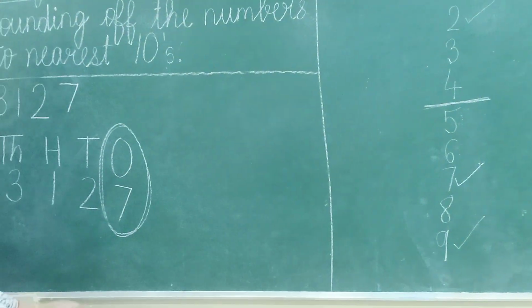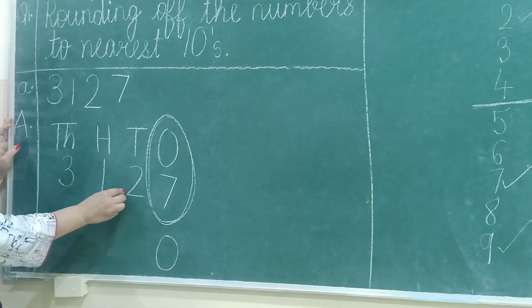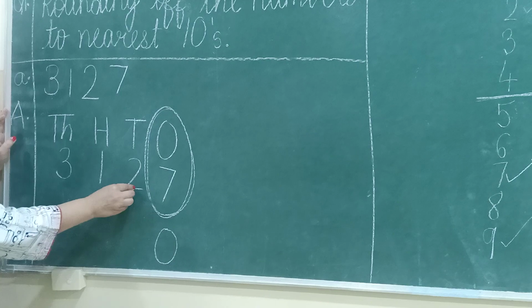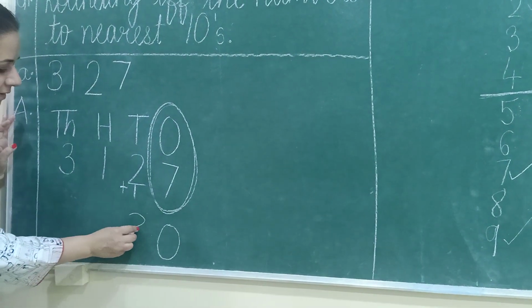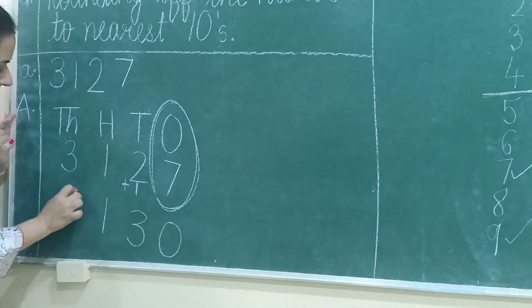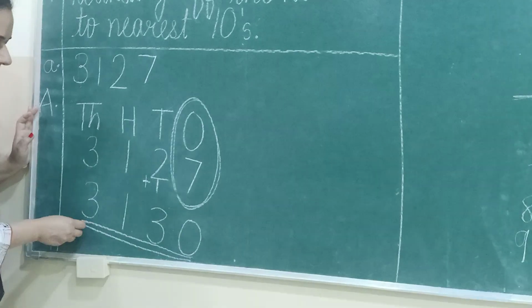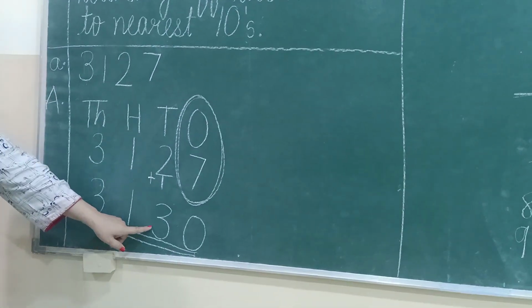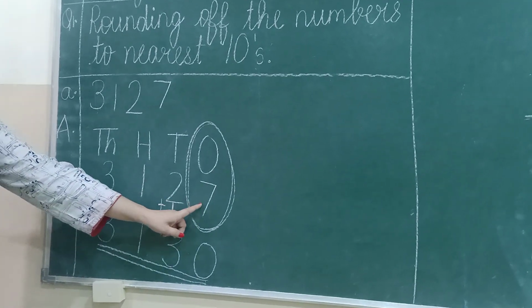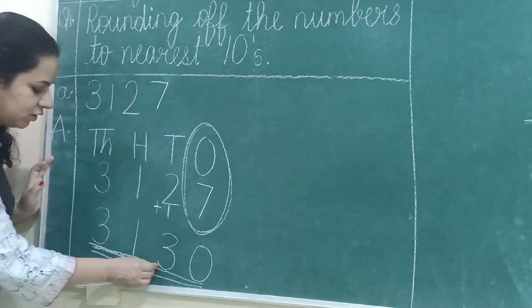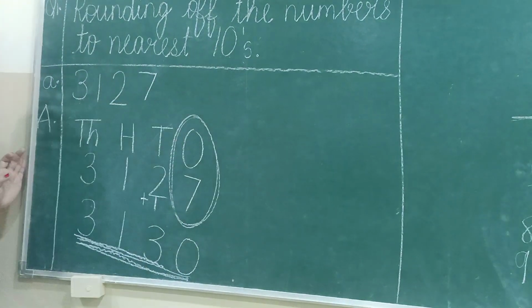So what we will do? First we will write 0 here and we will add 1 on the tens place number. So this number will become 3. And the numbers on the hundreds and thousand places will remain same. So when you convert the number to nearest tens, 3127 is converted to 3130, which is nearest tens.